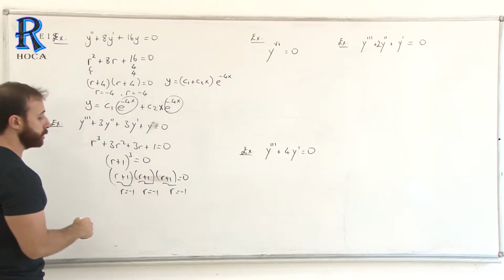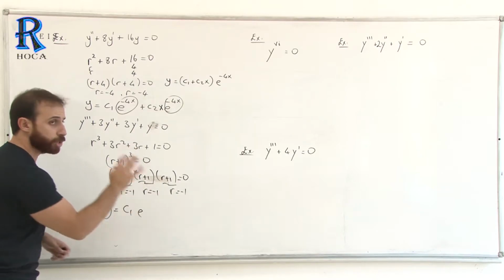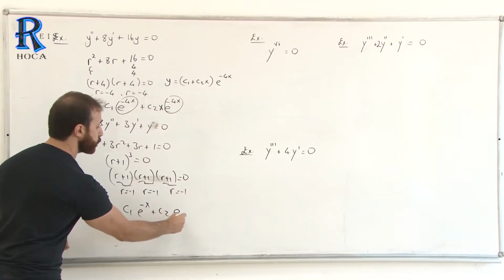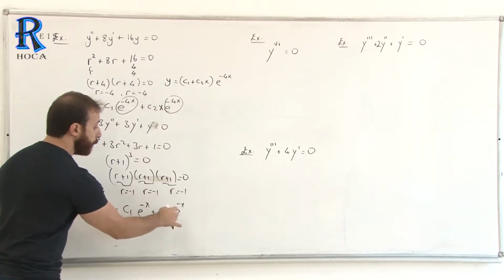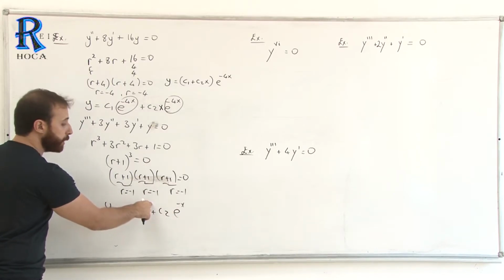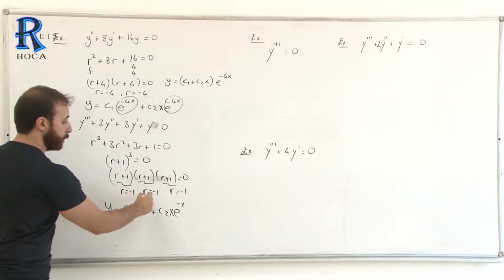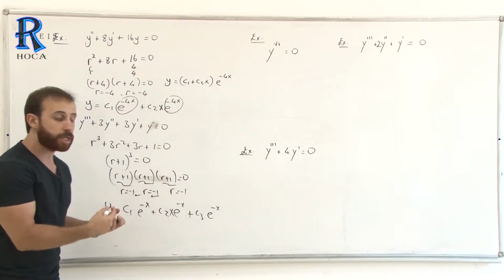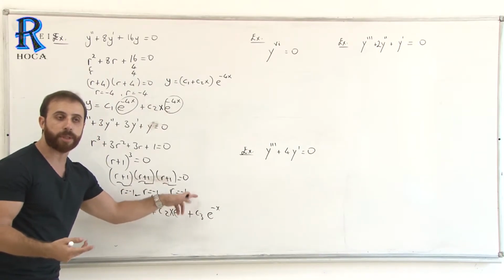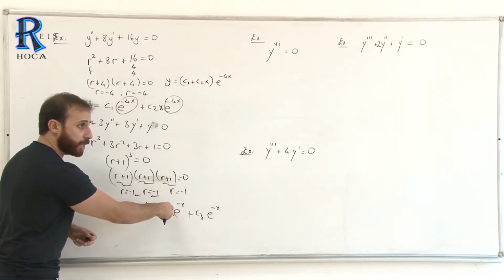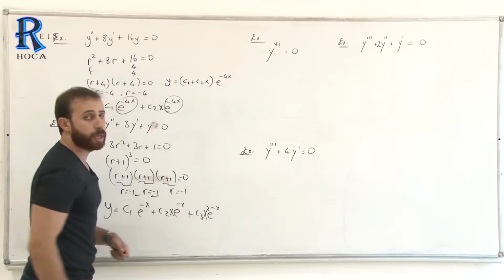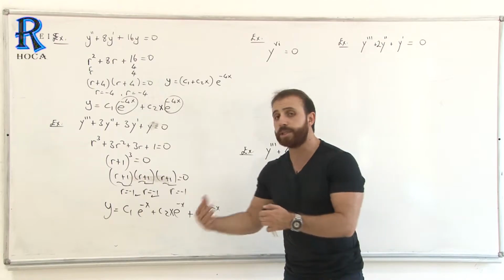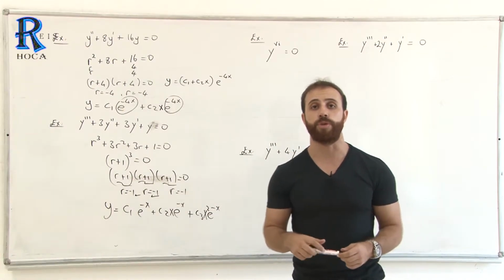So r equals minus 1 three times. y equals C1 exponential, what is the first root? Minus 1x. C2 exponential, what is the second root? Minus 1x. But this minus x is a repeated root, so multiply by x. Third root, C3 exponential minus x, again a repeated root, one more time repeated, so again multiply by x, there is x multiplied by x, this is x squared. So this is important. If at each step it is repeated, you will continue to multiply by x.